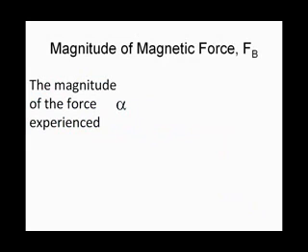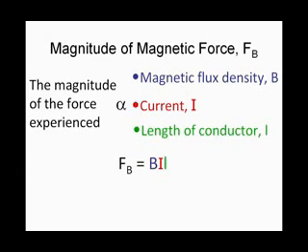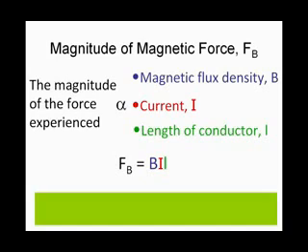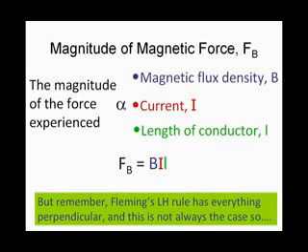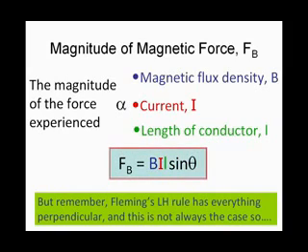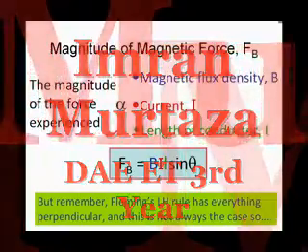Now, to look at the size of the force, it's going to be proportional to the two fields that are combined with each other. And those two things are to do with the flux density and the size of the current. But the other important thing is the length of the conductor that's in the field. And we get the magnetic force F_B equals BIL. But with Fleming's left hand rule, everything's got to be perpendicular, so we need to put a sine theta into this. So our final equation is F equals BIL sin theta.